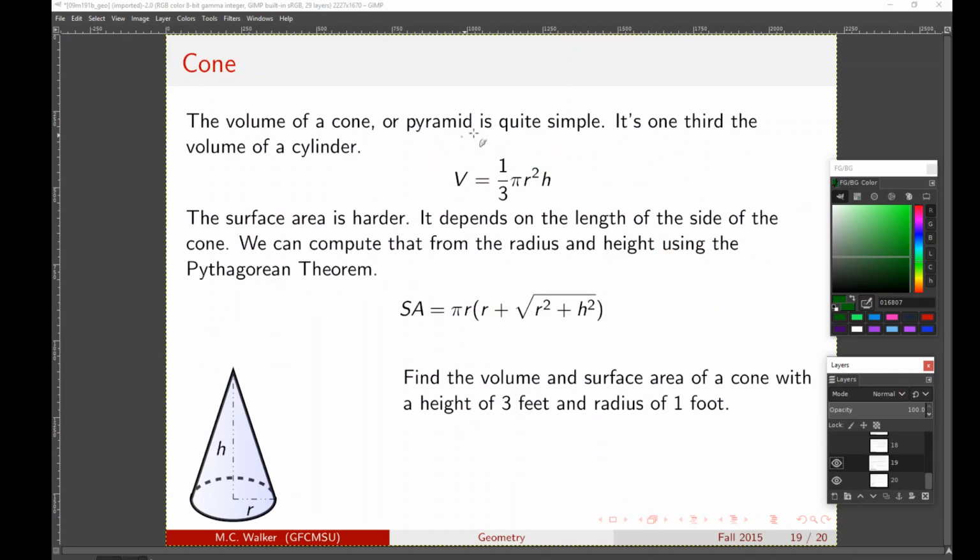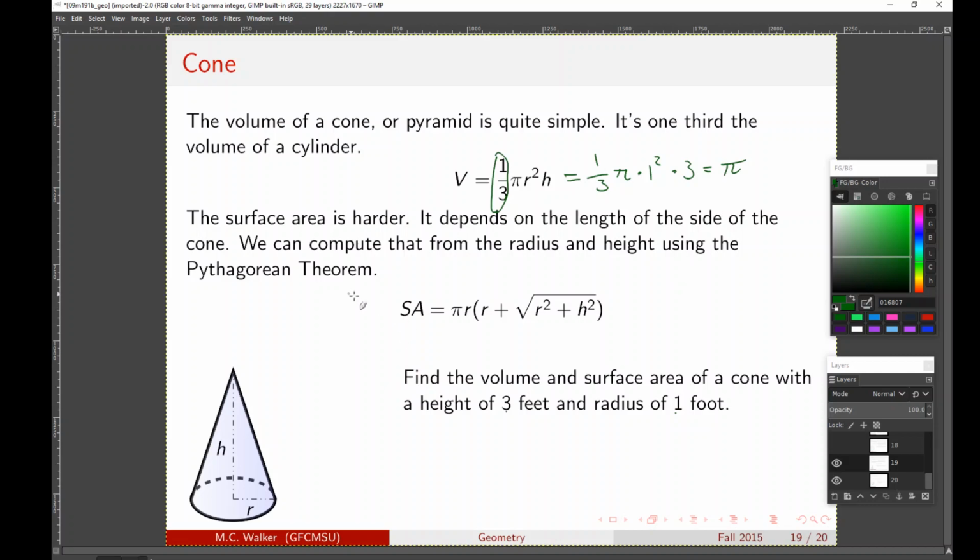Cones are weird because it's a third. Why is it a third? It is 1/3. It's simply a third of a cylinder for the volume of a cone. So for this example right here, where we've got a height of 3 feet and a radius of 1 foot, this volume is 1/3 pi times 1 squared times 3, which turns out to just be pi.